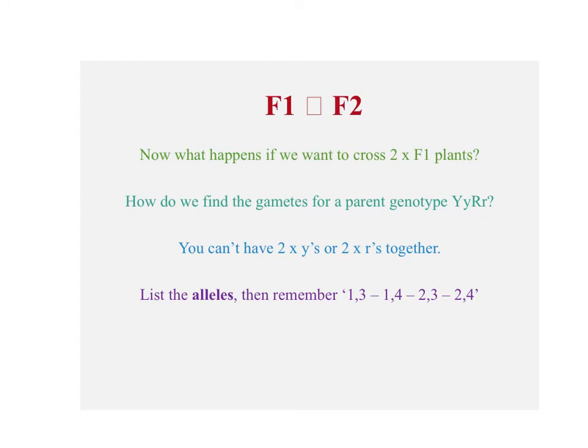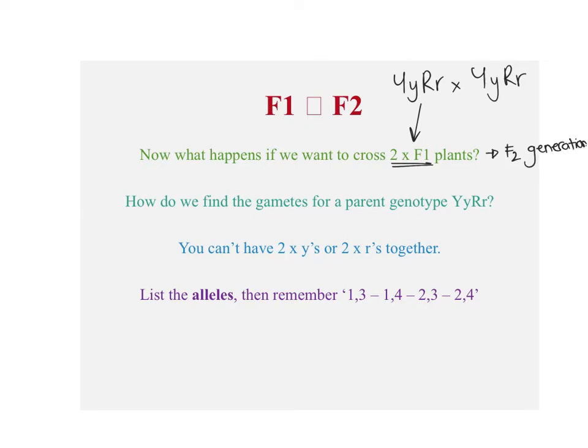But now we've got to think about what happens if we want to cross a parent that is big Y, big R, little r, with another one. So this time we're going to cross 2 of those F1 plants. Okay, and those were those big Y, big R, little r plants. And that gives us what we call the F2 generation. Right, so the second level of that family.